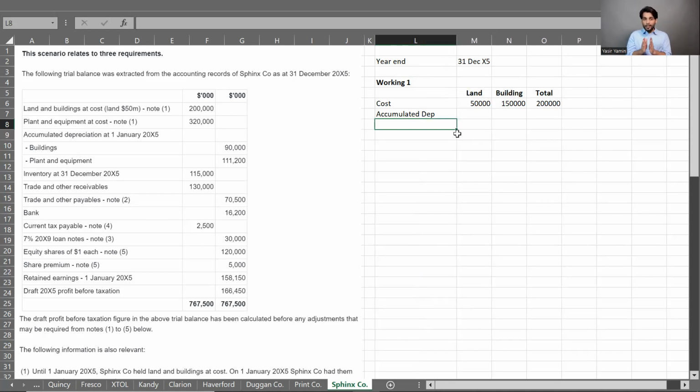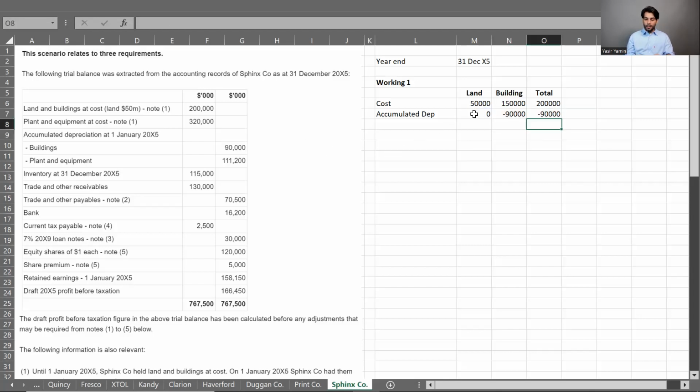Now these are the very basics that I want you to understand, because this will make your life much easier. When it looks good, you feel good. So accumulated depreciation is obviously nothing for land, but for building, it's already been given as at the start of the year as 90,000. So 90,000 is a negative. So I will put equals minus 90,000, right? Equals minus 90,000.